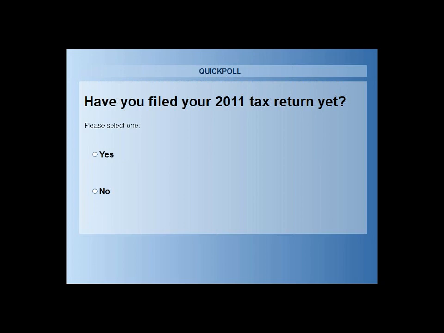Have you filed your 2011 tax return yet? So get your answers up onto the poll. And let's see, you got 41%. Everyone try to just listen up now. It's a good interactive period. It's good for all of us to see where we stand.